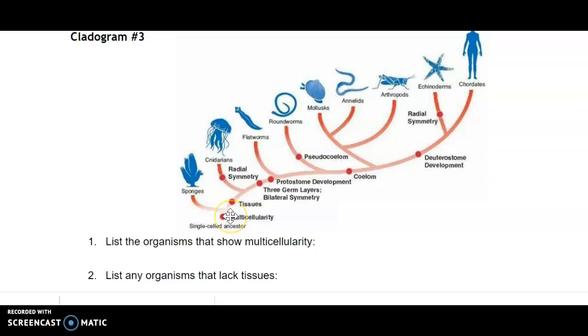Multicellular came along right here, but tissues have not developed yet, so apparently sponges do not have tissues. Then tissues developed, and everybody past this node, this is tissues, everybody past that would have tissues. Okay, so sponges would be the one that lacks tissue. Lack means does not have, so lacks tissues would be sponges.